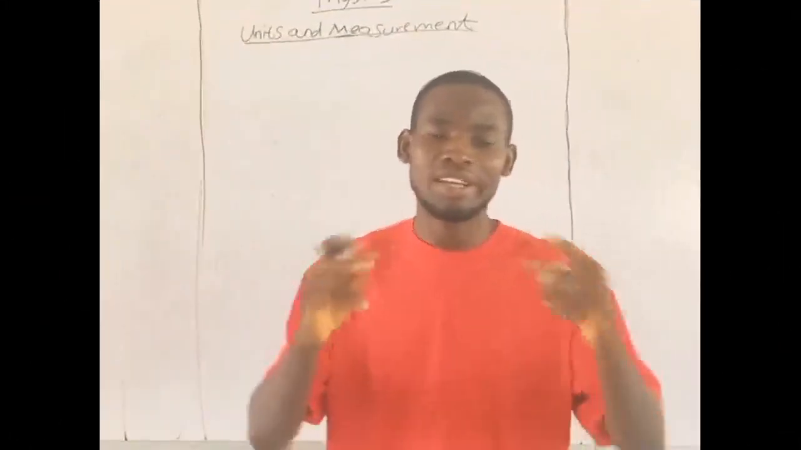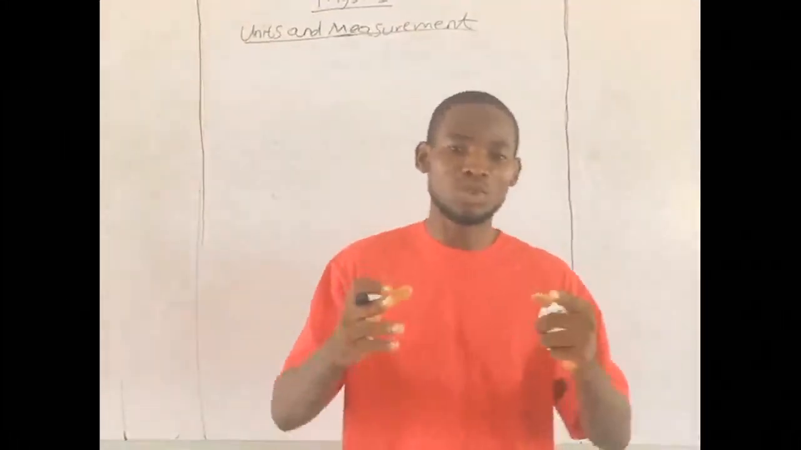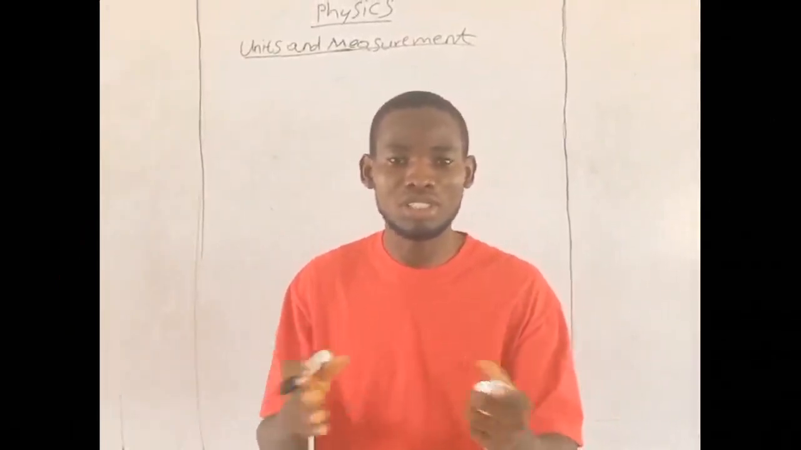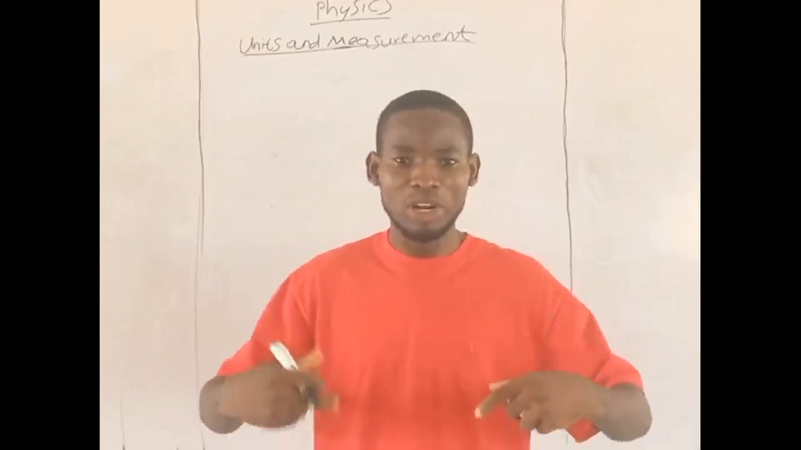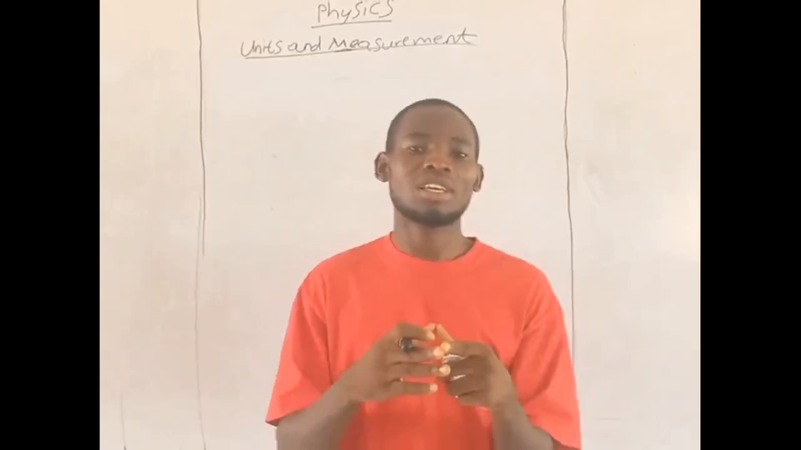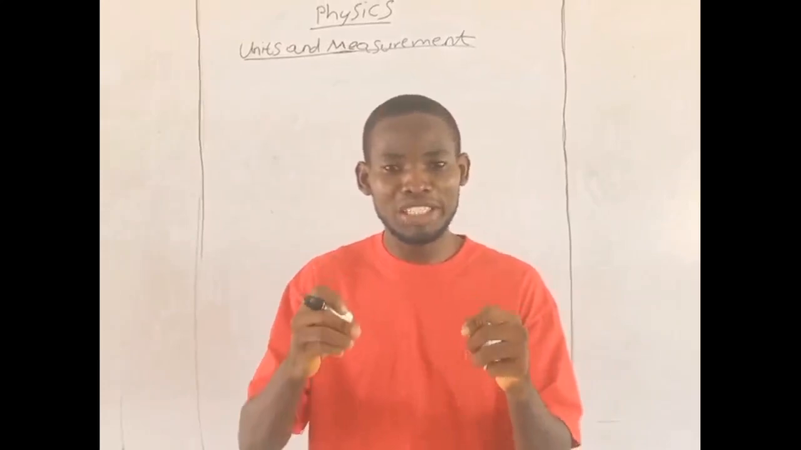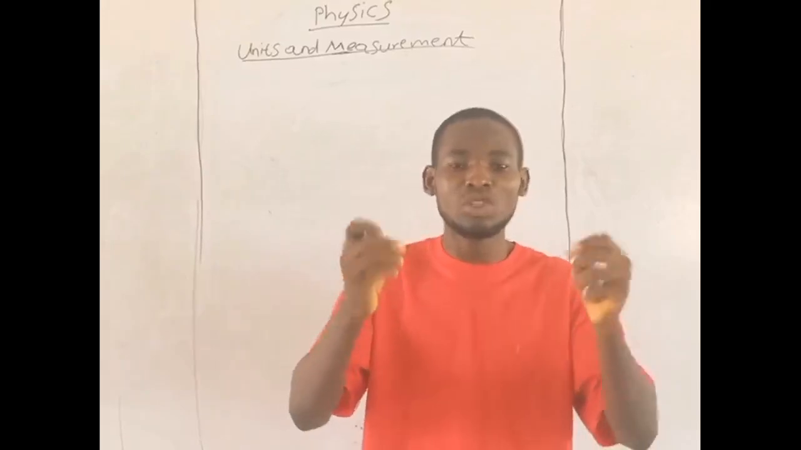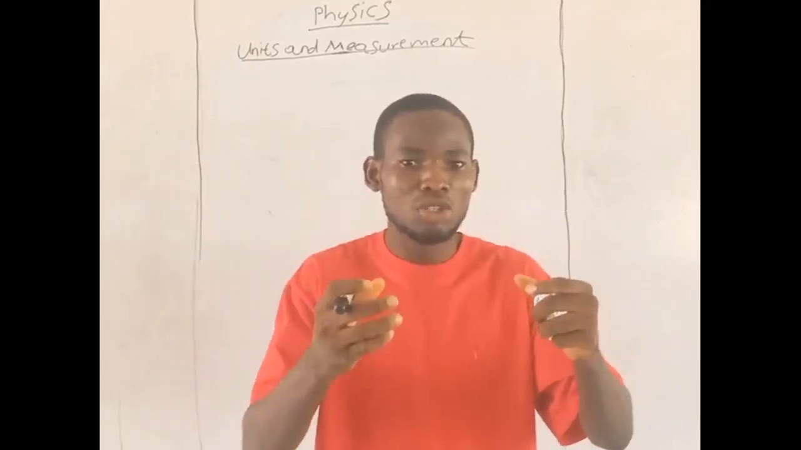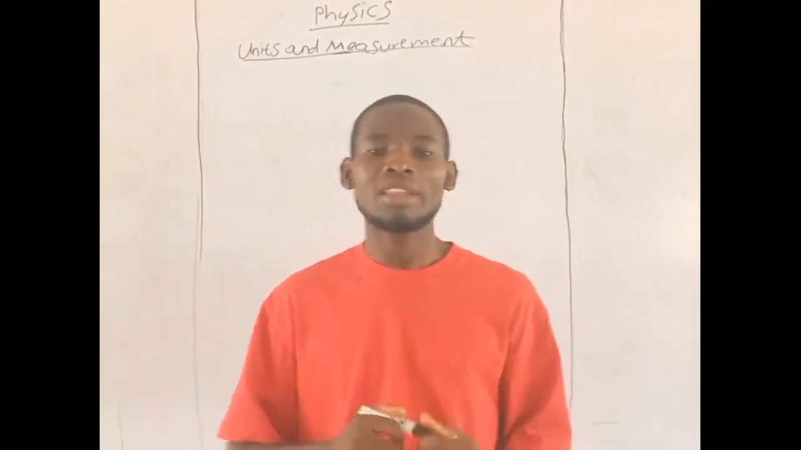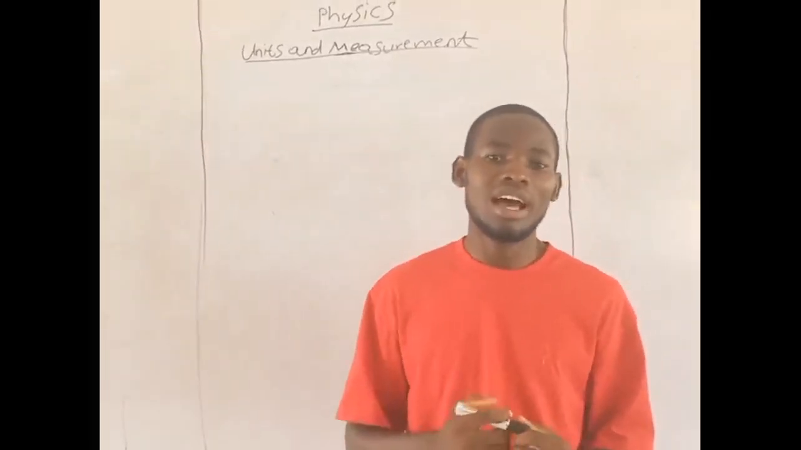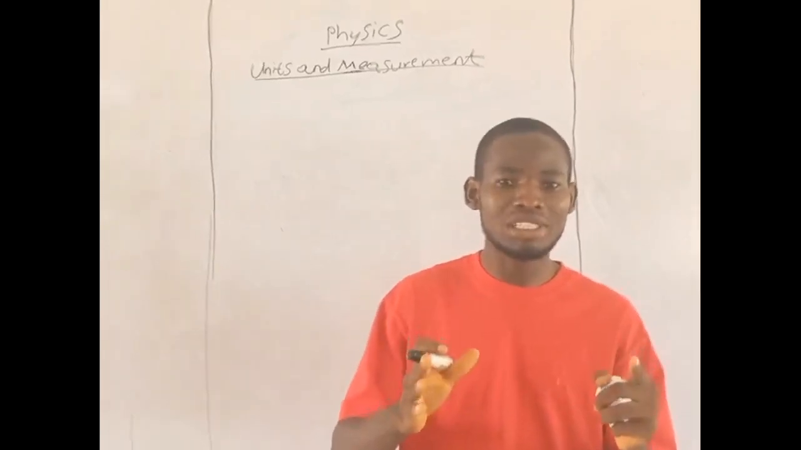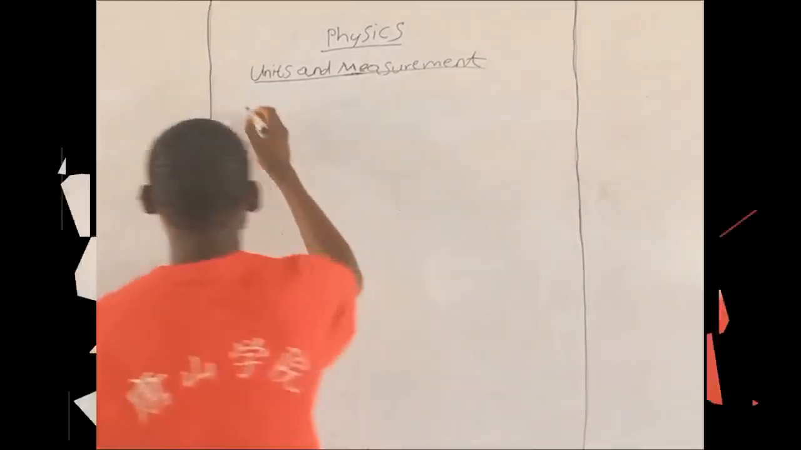What do I mean? The area of your land is a physical quantity. Your blood pressure is a physical quantity. Your weight, your body weight is a physical quantity. The temperature, your body temperature is a physical quantity. All these are physical quantities, and units and measurements help us to quantify them. Now, physical quantities are classified into two. We have the fundamental quantities and the derived quantities.